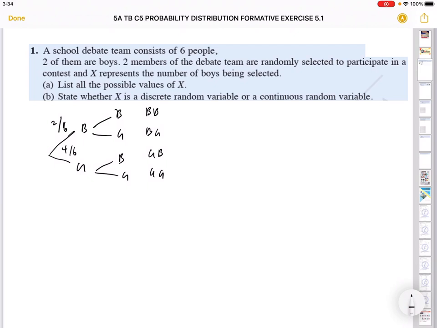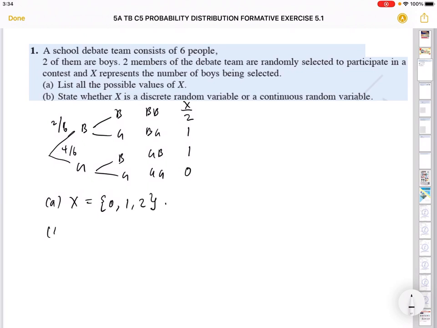But what we're interested in is X, the number of boys that we can get. So maybe I add in here X. The first one you have 2 boys, second one you have 1. You have 1 boy and 0 boys. So the possible outcomes we can write in this manner: 0, 1, and 2.